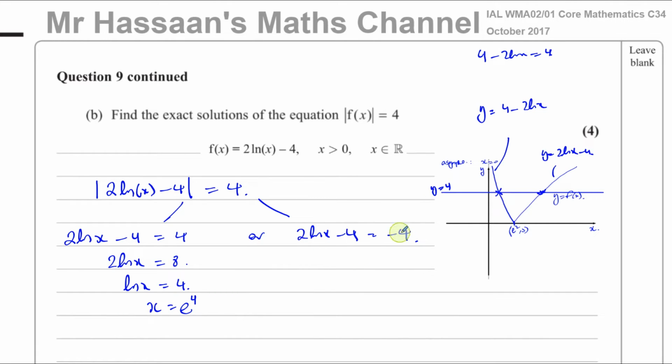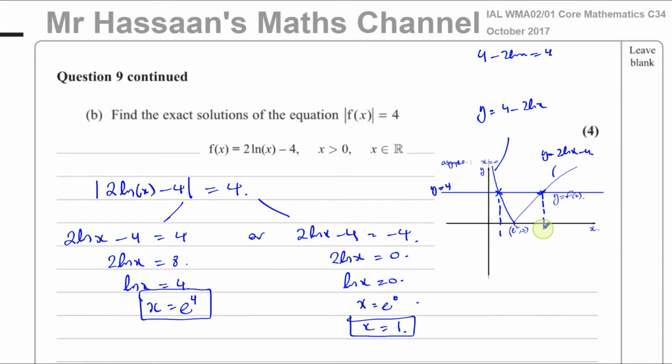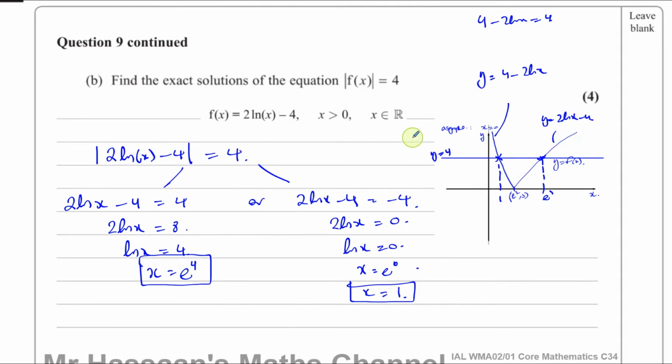And over here, we're going to add 4 to both sides. We'll end up with 2 times ln x equals 0. So ln x equals 0. And of course, that's e to the power of 0 equals x. So x equals 1. So those are the exact solutions to this equation. You have x equals e to the power of 4 and x equals 1. That would be 1 and that would be e to the power of 4. Those are the exact solutions to the equation the modulus of f of x equals 4.